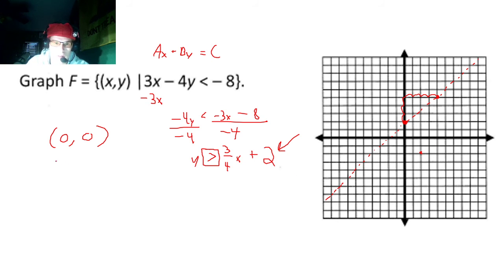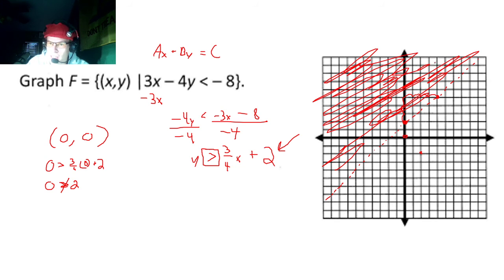Okay? So (0, 0): 0 is greater than 3 over 4 times 0, substituting in now, plus 2. 0 is greater than 2. But is 0 greater than 2? It is not. So that means (0, 0) isn't part of our solution, which means the other side is our shaded region. Okay? So it just comes down to determining your line and your shaded region.